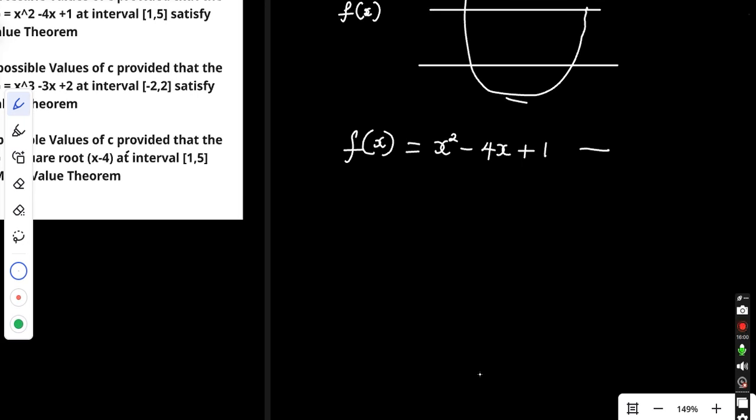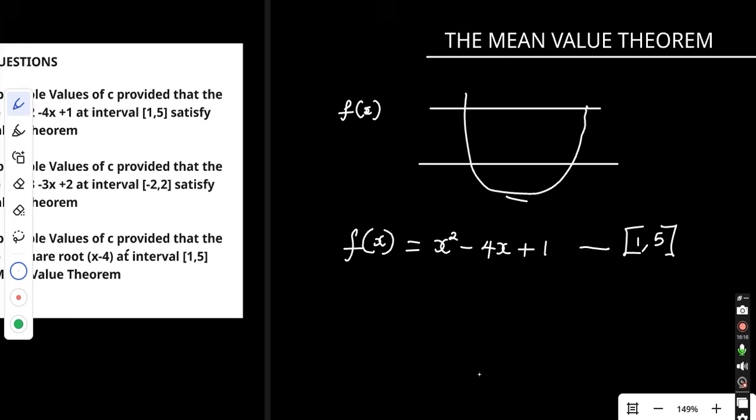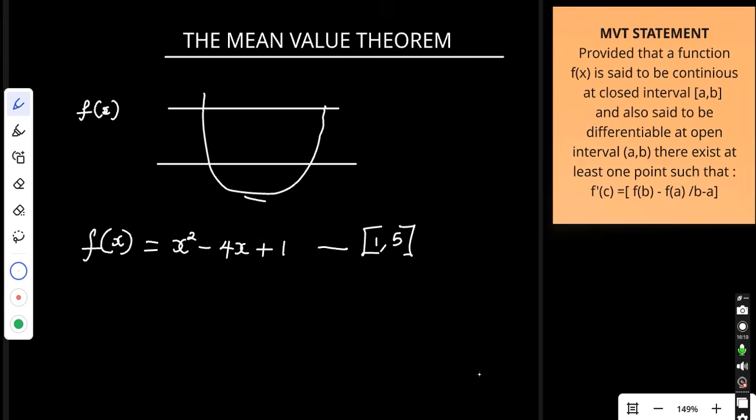So the intervals are interval of 1, 5. The first thing you need to do in solving a theoretical course is the statement of the mean value theorem. But I'll proceed since we started using the statement. So I'm going to leave that. I'll proceed without the statement. So this is the statement here. In case you missed where we started from, this is the statement of the mean value theorem.